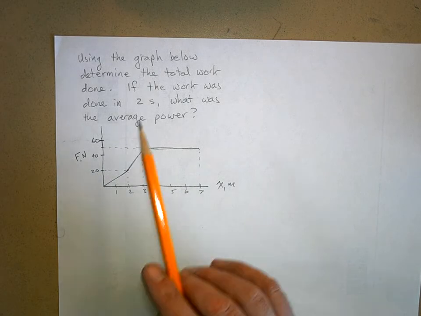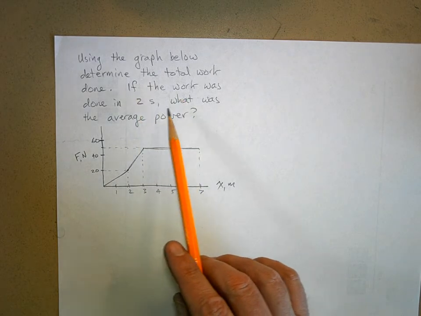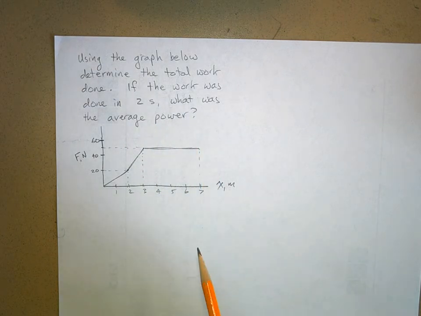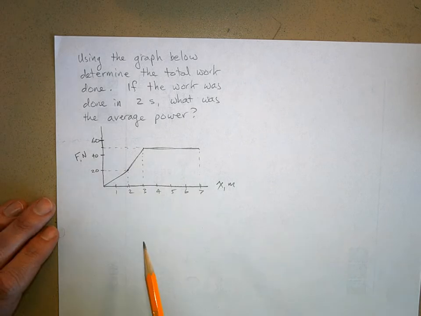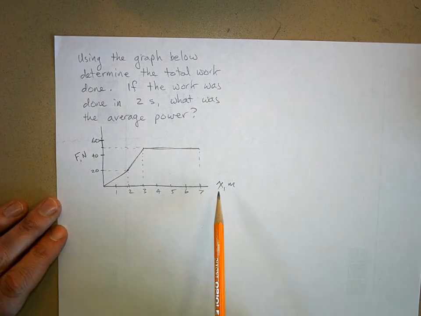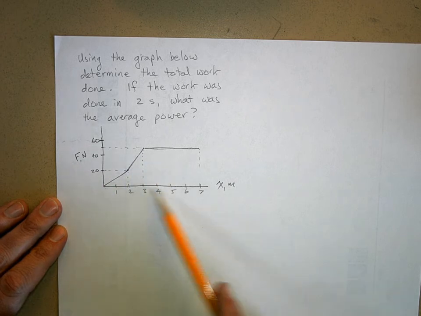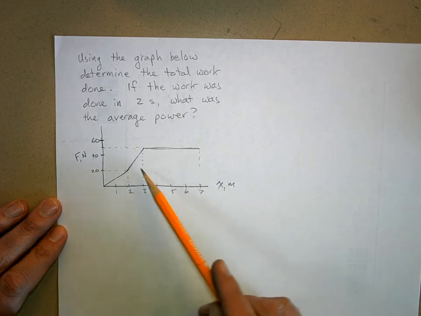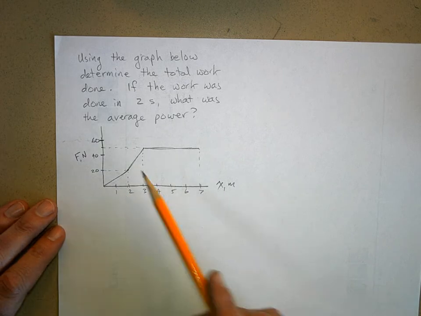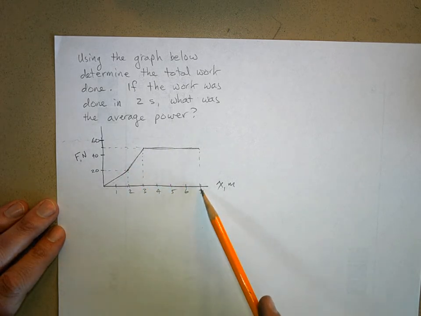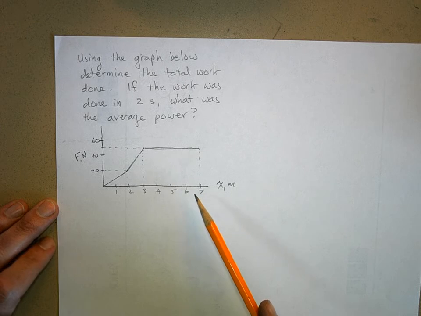Okay, the problem is, using the graph below, determine the total work done. If the work was done in 2 seconds, what was the average power? So, work is the product of force and displacement. Now, if the force is a function of your position, then you can't just multiply. I mean, if you just said 50 newtons times 7 meters, you would get 350 joules, and that would be wrong.